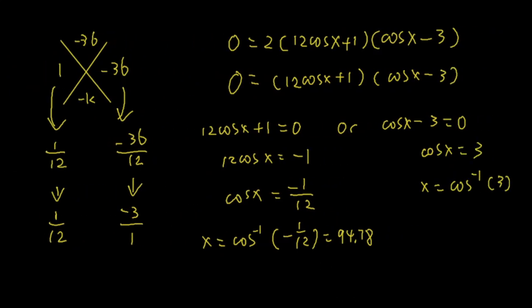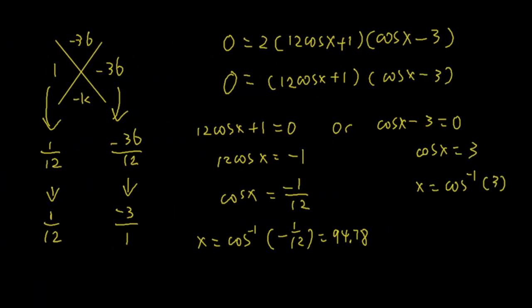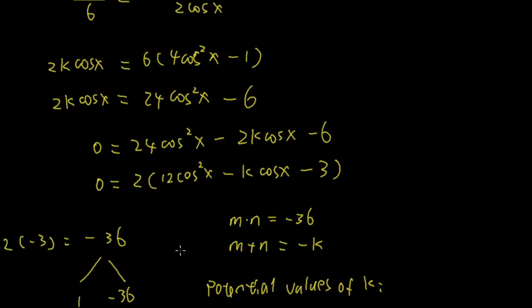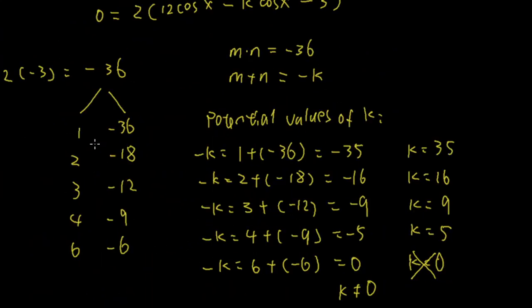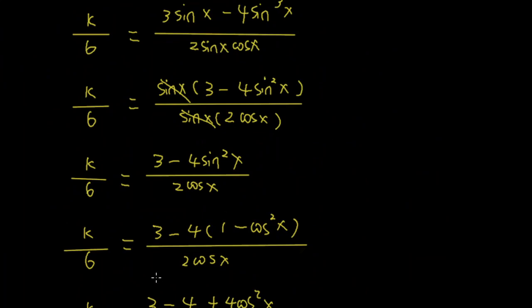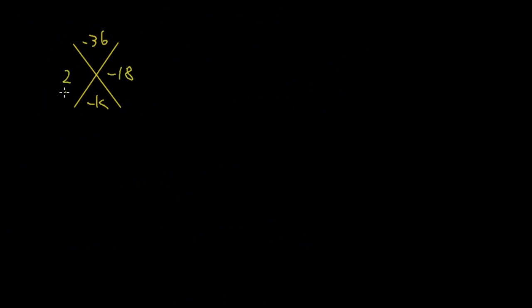That pair is basically 1 plus negative 36, which is negative 35. So this potential k value is 35. Now the next pair. Let's draw the x chart here. Negative 36 and then negative k. So what is the next pair? That would be 2 and negative 18.